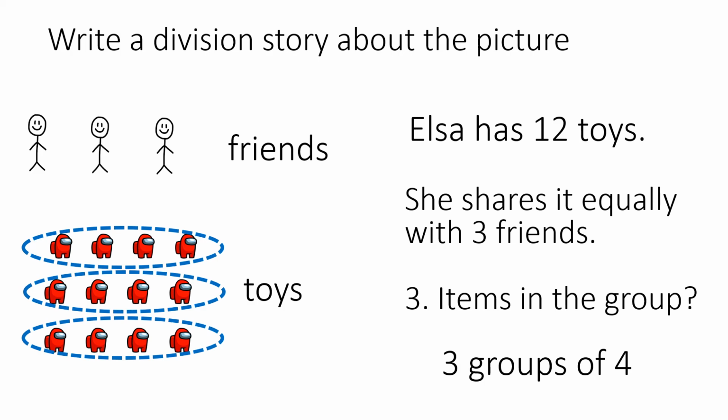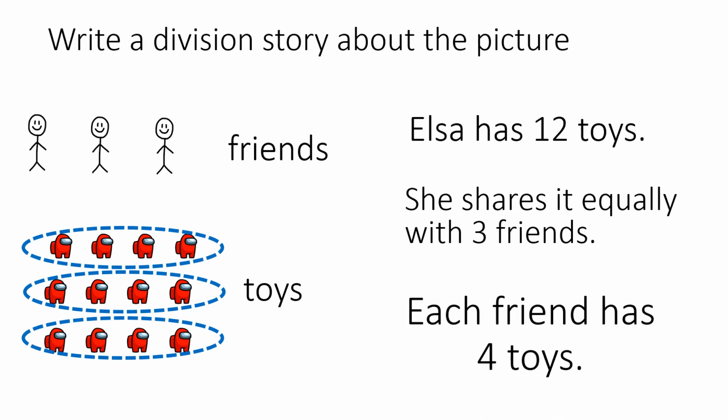Now, what is the question or the story asking? So first, Elsa has 12 toys. She shares it equally with 3 friends. We want to know how many toys each friend has. So instead of asking a question, we're going to phrase it as a statement. We know there are 3 groups of 4. So we know that each friend has 4 toys, because it's 3 groups of 4. So we're going to change this 3 groups of 4 answer into a statement. We're going to say that each friend has 4 toys.